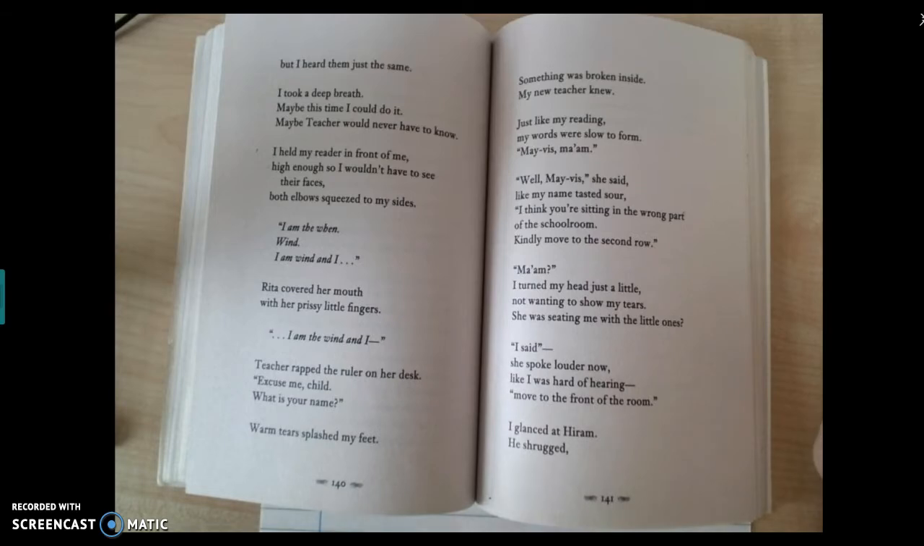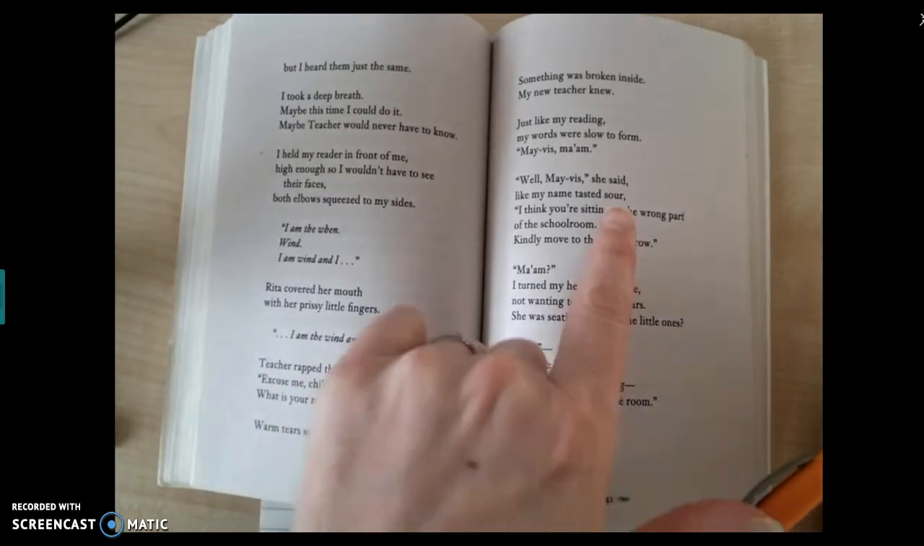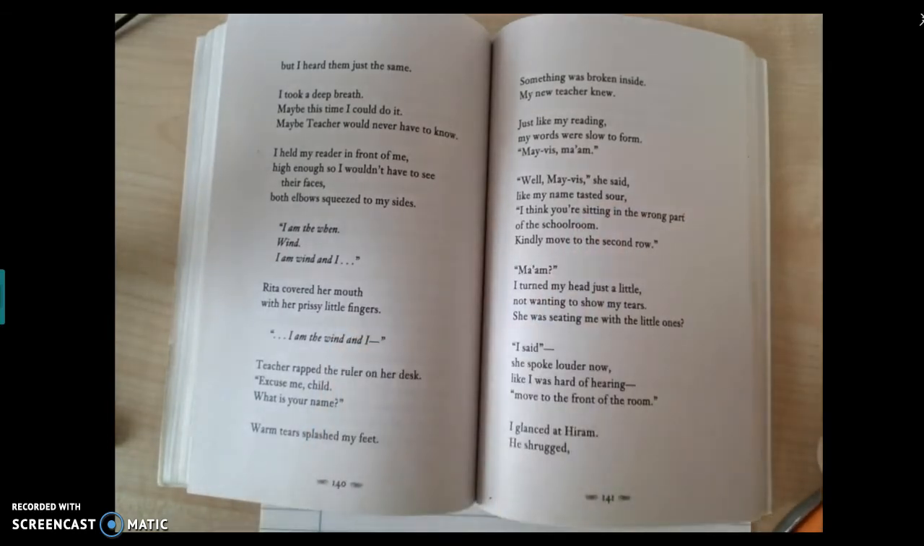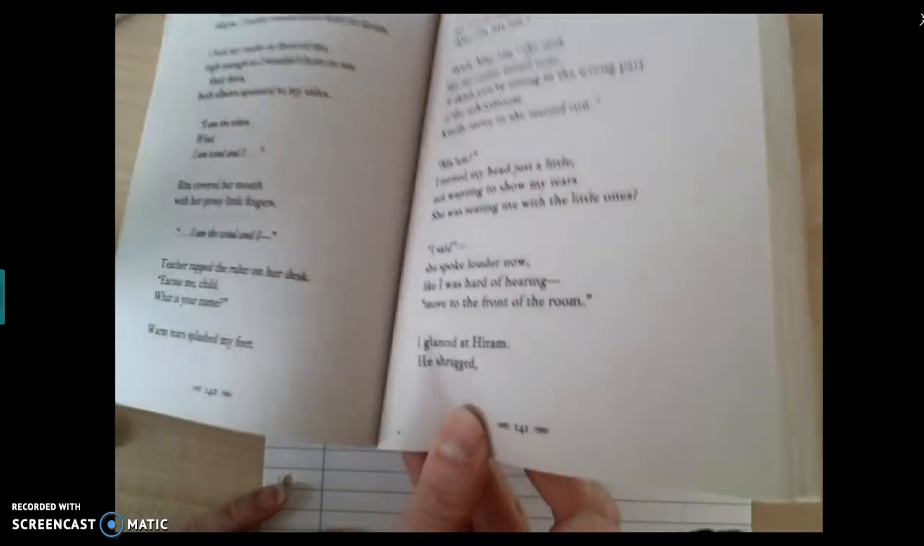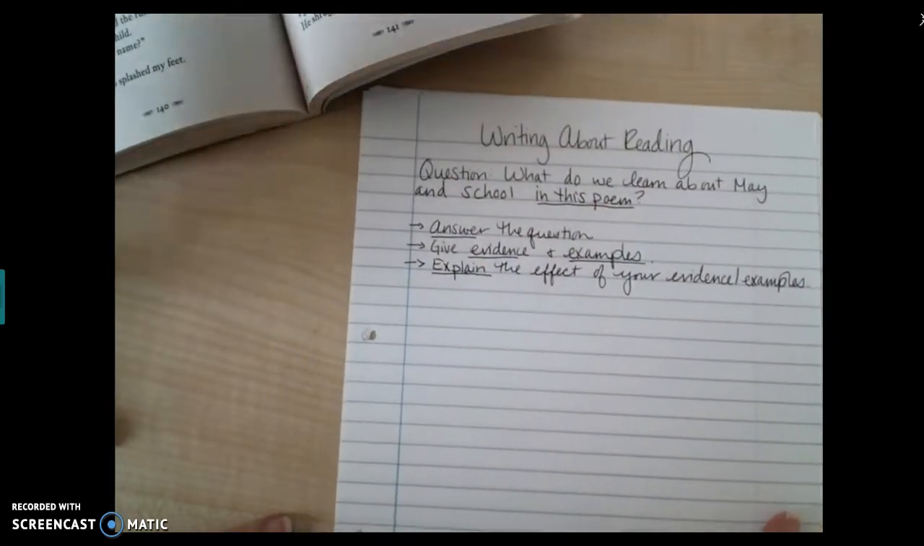So let's take some of these ideas. This bit of alliteration that makes the teacher seem quite mean. This bit of imagery about sour here that makes it sound like the teacher really dislikes May. She's quite mean to May. And I think maybe this question here again, which shows that May can't believe this is really happening to her. So I'm going to take those things and write about them in my paragraph.